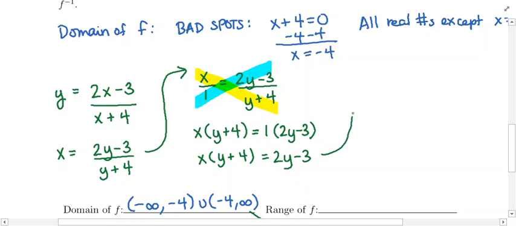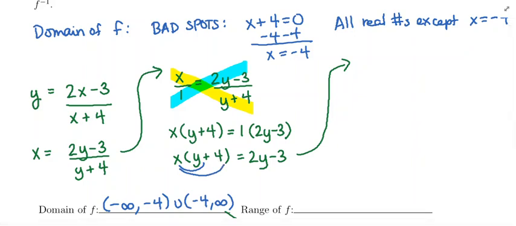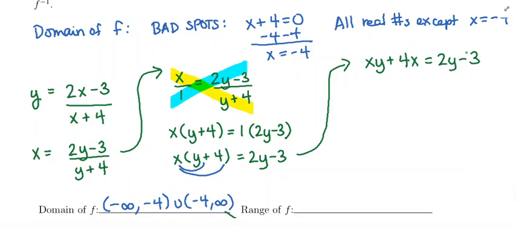All right, so next, what do we do? Your first instinct is correct. You need to distribute on the left side. So you're going to get x times y plus 4 times x. So x times y plus 4 times x has to equal 2y minus 3. You are trying to solve for y. That means you need to have y equals on the left, and on the right you can only have x's. You can't have any y's.